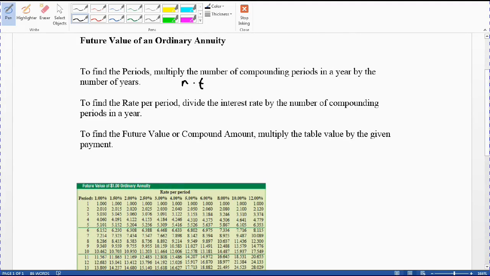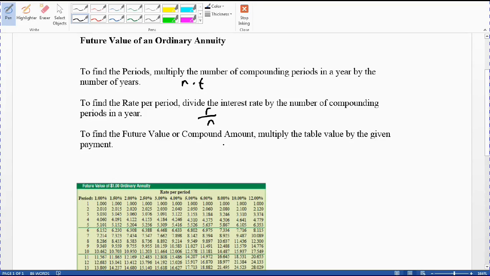If you've ever seen anything like that, n is the number of compounding periods and t is the time in years. To find the rate per period, you divide the interest rate by the number of compounding periods in a year. If you want a little formula, you can use r divided by n. R is the interest rate as a decimal, and n is the number of compounding periods. For example, if it's monthly, n will be 12. It's 12 months in a year. Now you probably won't convert the rate to a decimal because in your table it stays percent, so that's what we're going to do, just keep it as a percent.